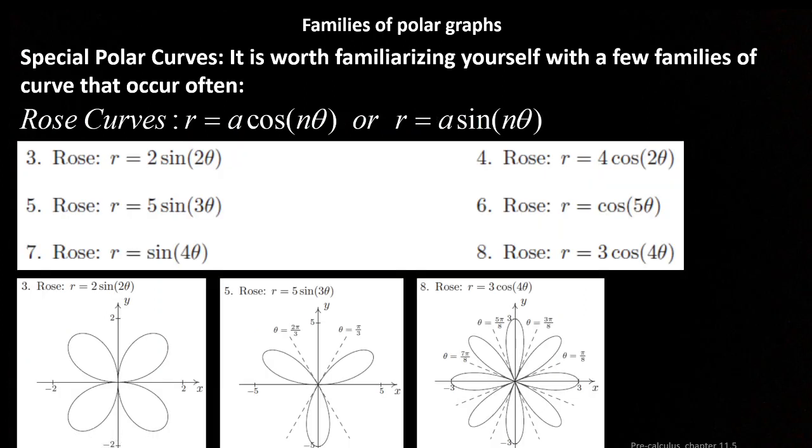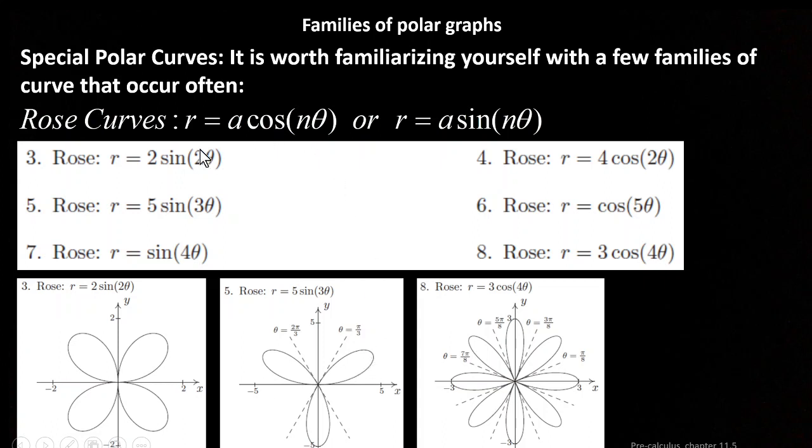Now, if you modify it, just instead of 1 theta, if you put more than 1 theta, like 2, the n is an integer. We assume in this case it is an integer. If you change it to something else, it still works, but you don't get these. You get something else. So n here is an integer. So if n is an even number, these are all called rose curves, because they look like roses.